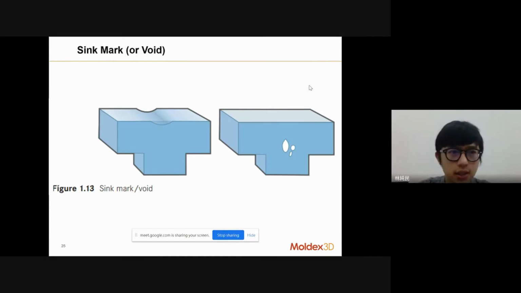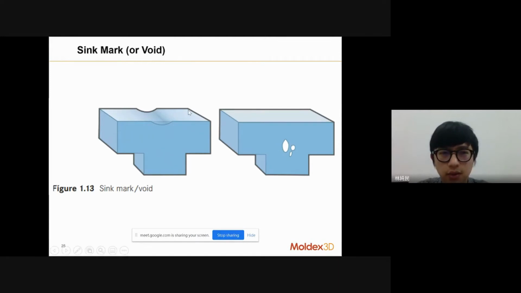The sink mark, actually, happens because of the temperature between the inner part and the surface. If these two sides cool down at different times, then the surface will cool and harden faster than the inner part. Then when the inner part starts to cool down later, it will pull the surface. So this will cause the sink mark, because the time they take to cool down is different.